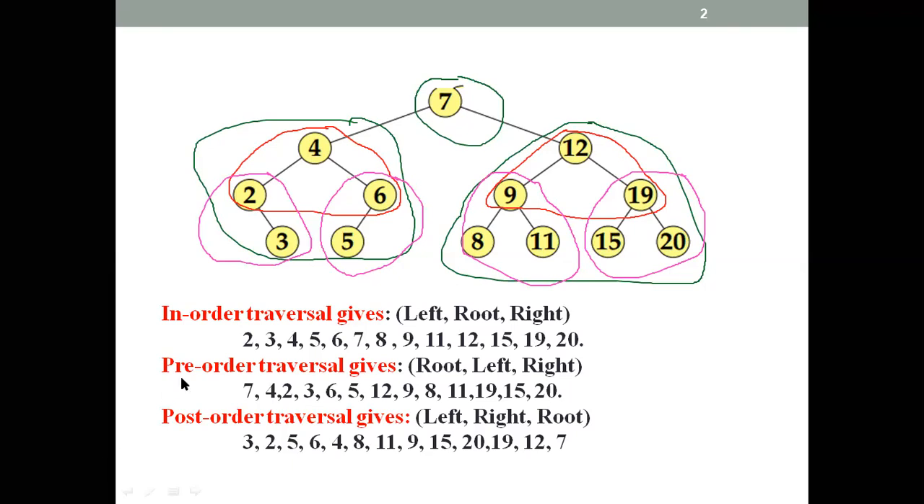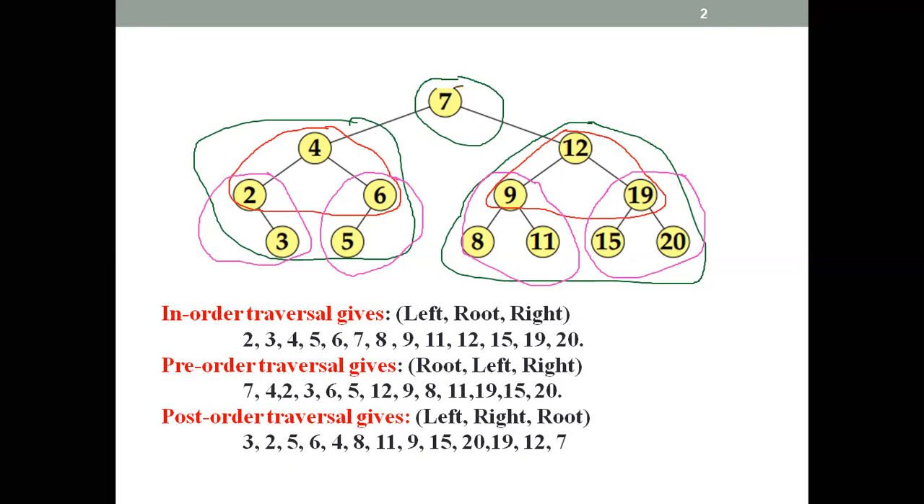So how about the pre-order? In pre-order, we start from the root. The root is there, the main root. 7, we write it. After that, we have to solve all the left side, and then after that, we will solve the right side. So when we solve the left side, we solve all the way down here first. Let us go here one by one.